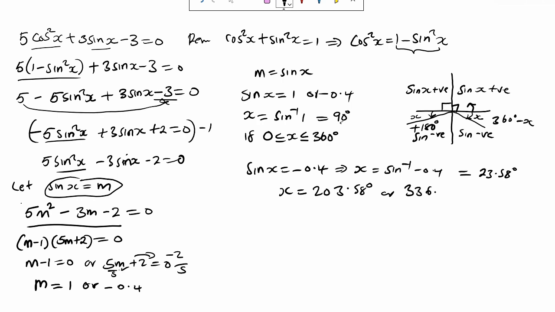336.42 degrees. Now it means that the values of x are three values, and the first one is 90 degrees, followed by 203.58 degrees, or 336.42 degrees for values of x ranging from 0 to 360 degrees.